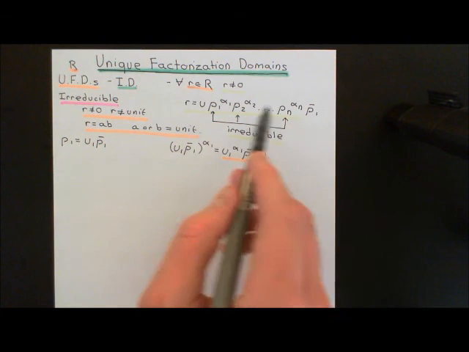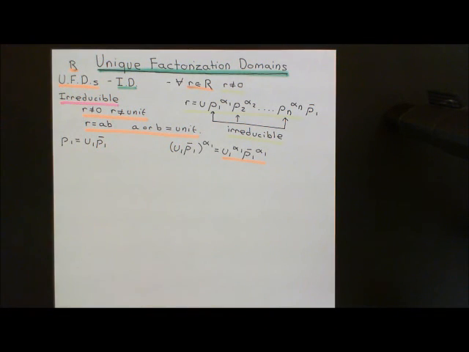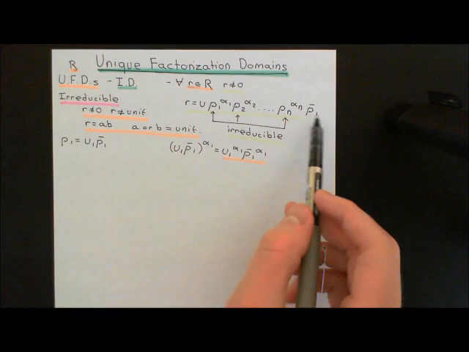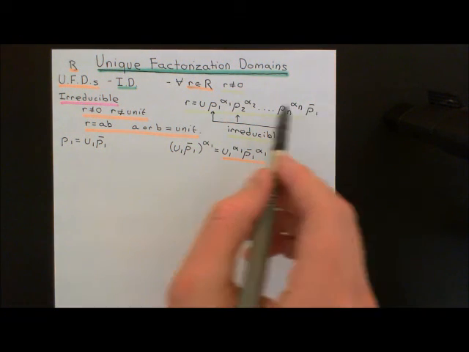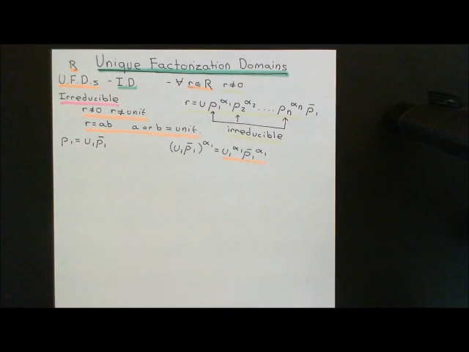You wouldn't want to have two elements that are associate to each other appearing in this irreducible factorization. We haven't proved that we can call it a prime factorization yet. So you wouldn't want to have elements which are associate to each other appearing here. You could have them, but why not make sure that you use the same associate all the time? Why not be consistent in that way?